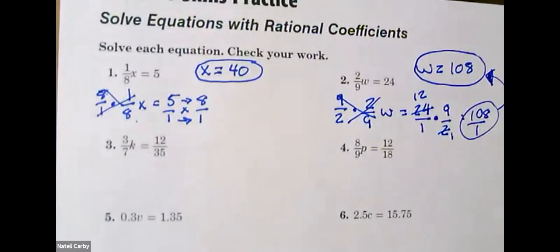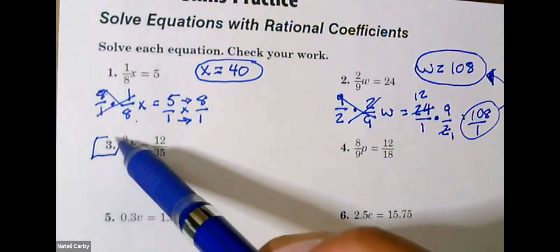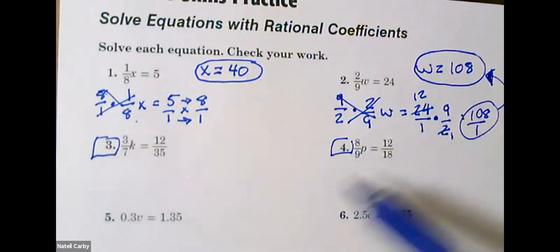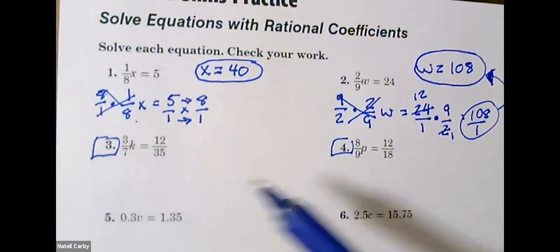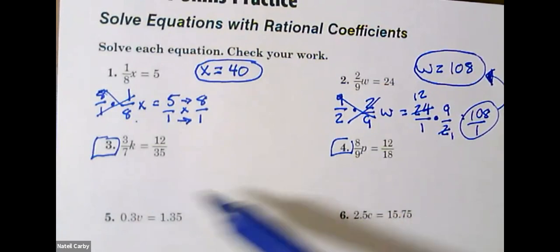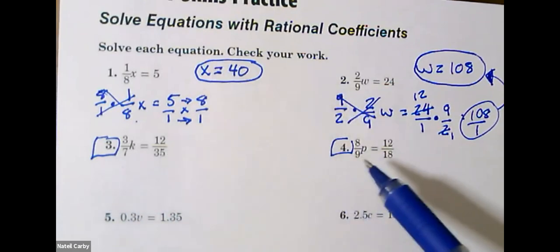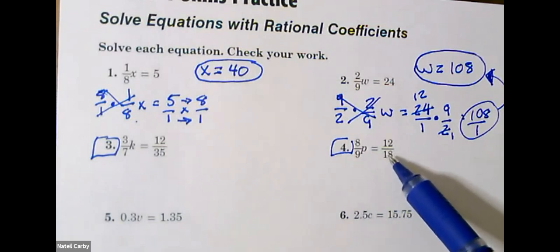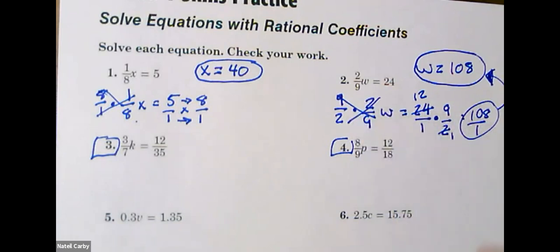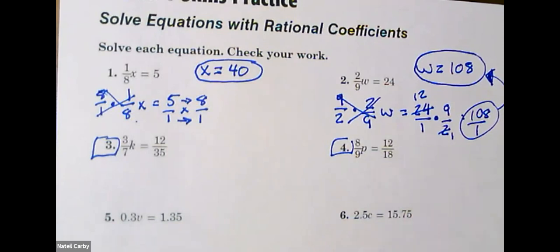Since I'm gonna put this in Edpuzzle, I need y'all to handle number 3 and 4. Those will be your questions that I need you to answer on Edpuzzle. Number 3 and number 4: 3/7 times k is equal to 12 over 35, and then 8/9 p equals 12/18. Remember, reduce the fractions up front to make your work a lot easier. You don't have to, but if you don't reduce up front, you're going to have to reduce at the back end. So just keep that in mind.